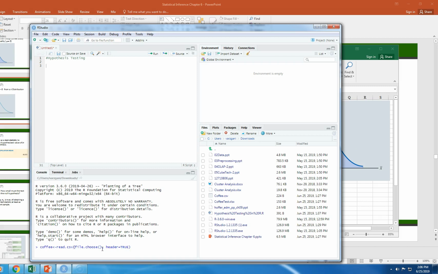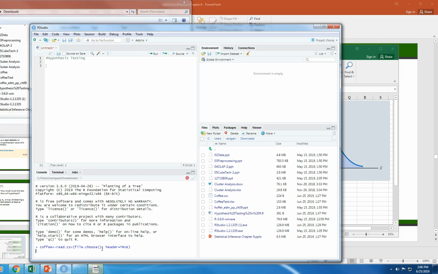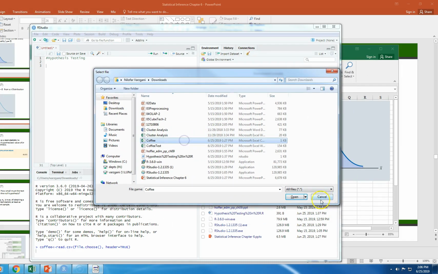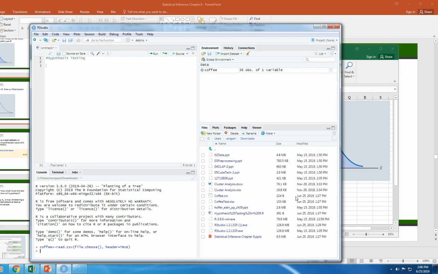Before you run this function, make sure that you have saved the CSV file that was provided under modules. I'll press enter, and now I can select where I saved this CSV file, and now the data has been uploaded successfully. R is calling it coffee. It has 36 observations of one variable, which we know is weight.